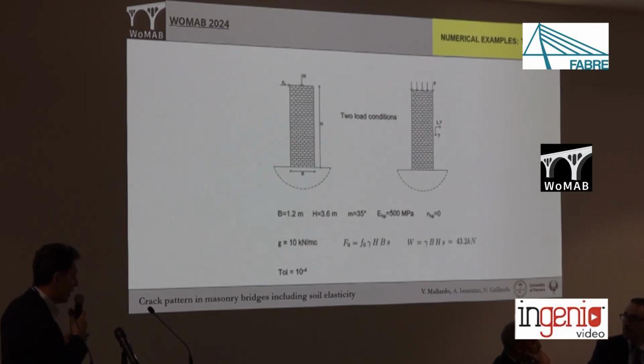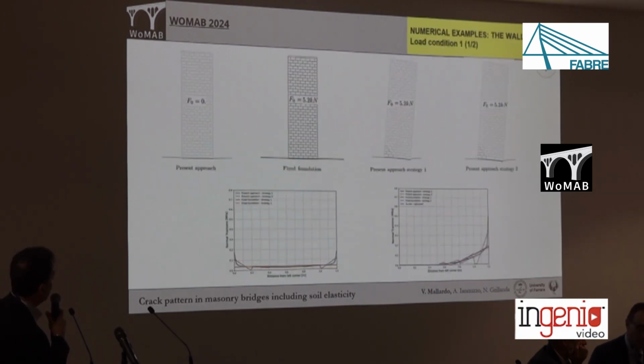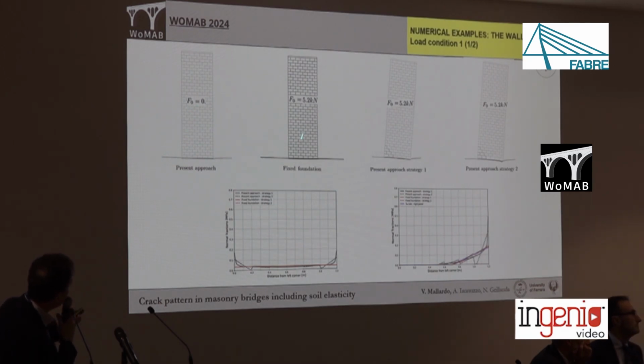I go directly to the numerical results. The first numerical results were developed just to check the performance of the procedure and also to compare the two strategies that I had no time to detail. Anyway, if you look at a simple wall without horizontal force and with horizontal force on the top, this is the boundary condition, you see here that the inclusion of the soil elasticity allows a crack pattern to be visible that wouldn't be visible in the case of the fixed foundation model.